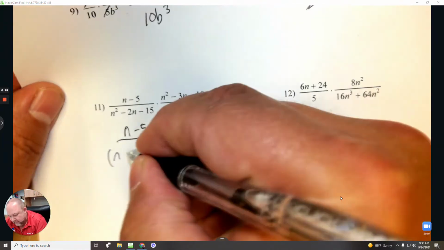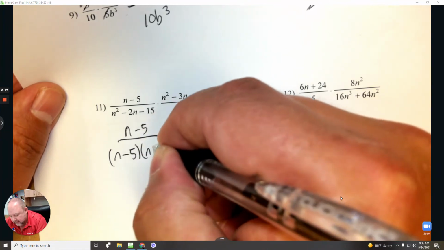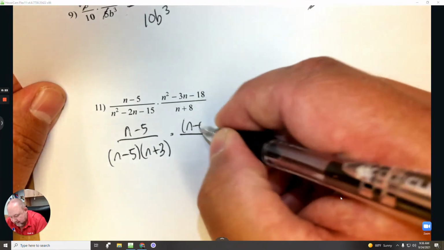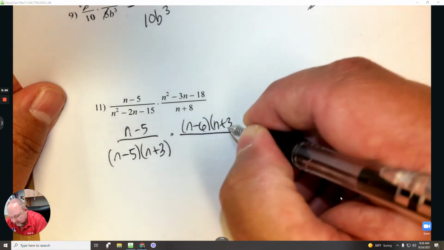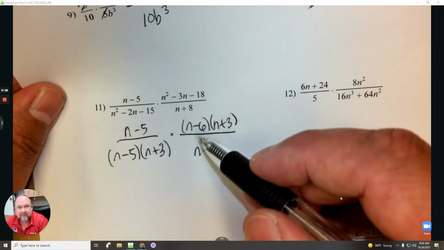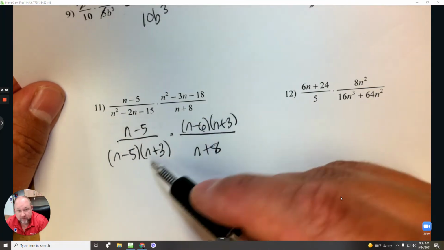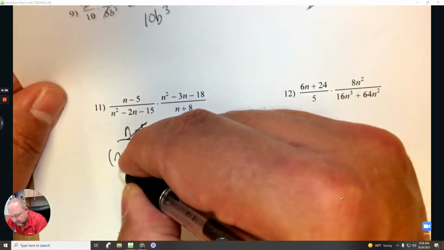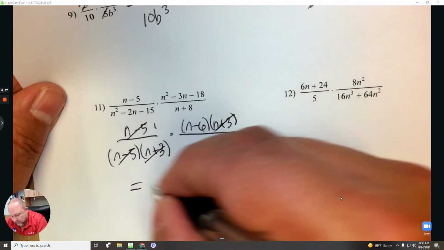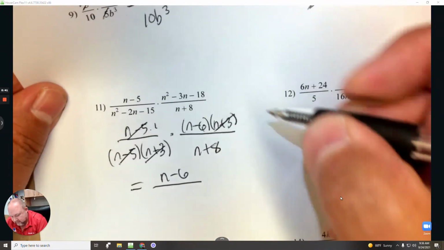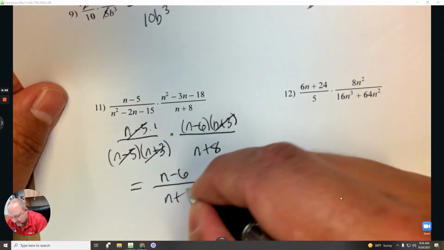I'm going to factor first. It doesn't matter what order you go when you factor, so it's negative 3 and positive 5. This is going to be negative 6 and positive 3. And then n plus 8 is prime. Any factor on the top can remove any factor on the bottom. So these are going to remove, these are going to remove, and then whatever's left over is your answer. So 1 times n minus 6, and then n plus 8, and you have your answer.